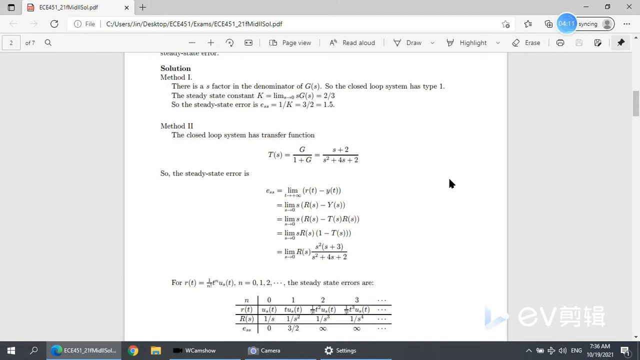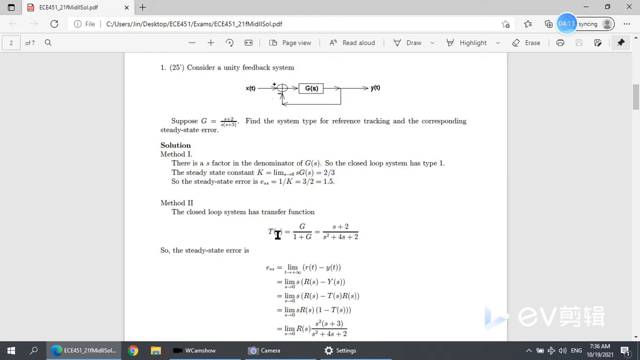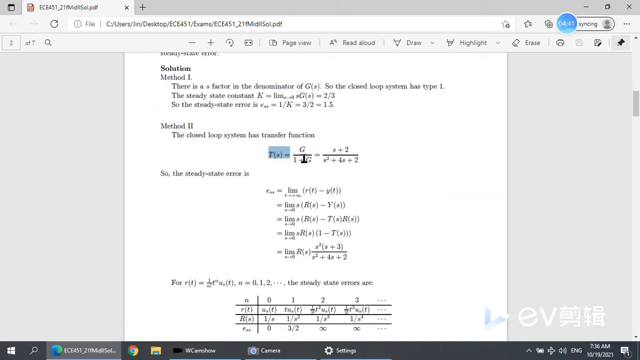We find the overall transfer function T, which is G over 1 plus G. You use the gain formula to find the transfer function of the whole overall system. We have one forward path with gain G, so G is the numerator. And we have one loop. The loop gain is negative G, so the denominator will be 1 minus negative G. Then you plug in G, do some calculation, and you can have the transfer function T.